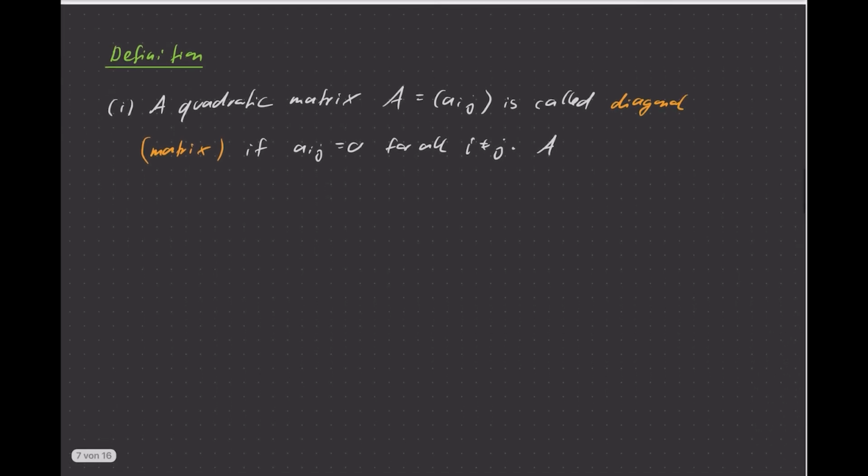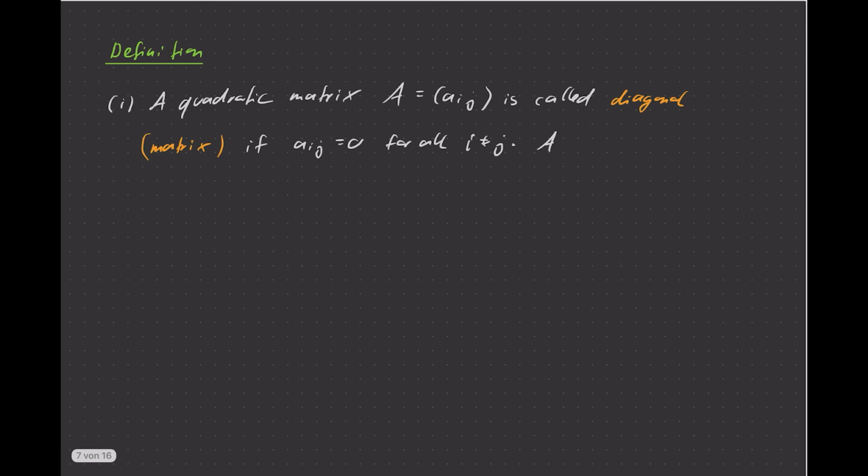There's a nice shorthand for writing diagonal matrices. So a diagonal matrix with entries, let's call those lambda 1, lambda 2, and so on, up to lambda n. Those are real numbers.